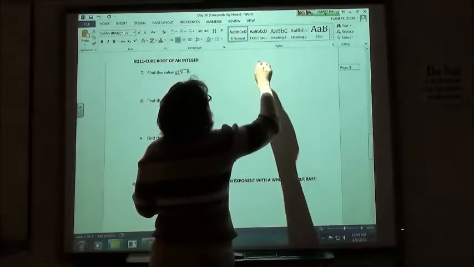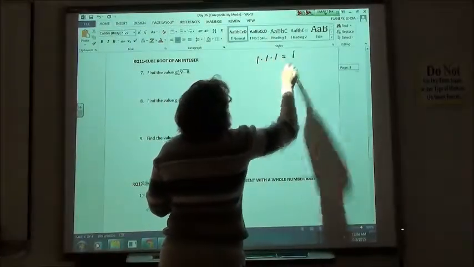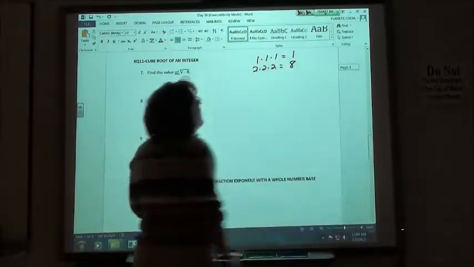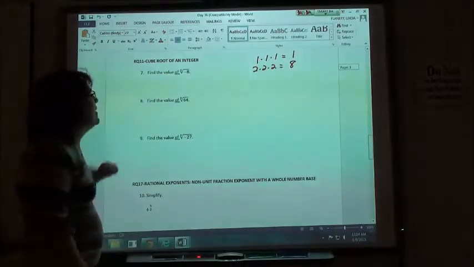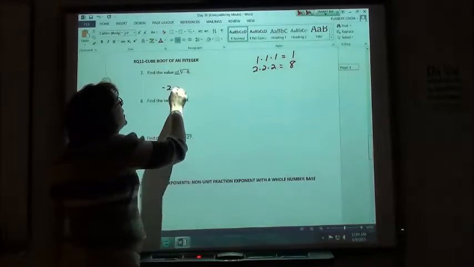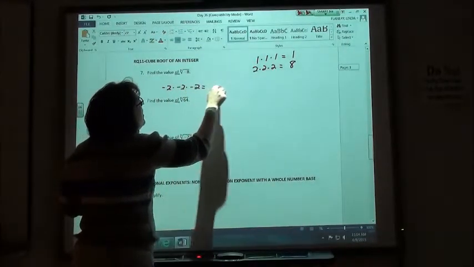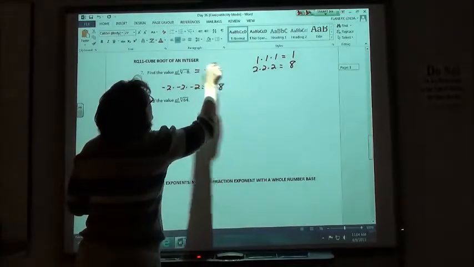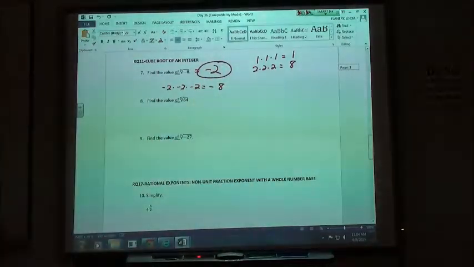Well, if I do 1 times 1 times 1, I only get 1. 2 times 2 times 2. Oh, I get 8 there. I want a negative 8. If I did negative 2 times negative 2 times negative 2, I get negative 8. The cubed root of negative 8 is just negative 2. What number to the 3rd gives me negative 8?